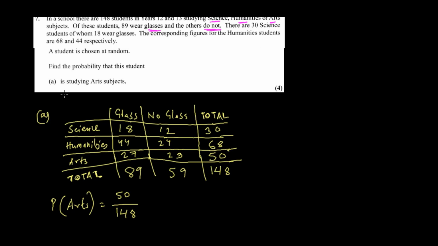Okay, in question number 7a, you have 4 marks. So 2 of it would be here in drawing the table, because without this information you cannot do the sum, and the other 2 marks is for here. Let's move on to the next one.